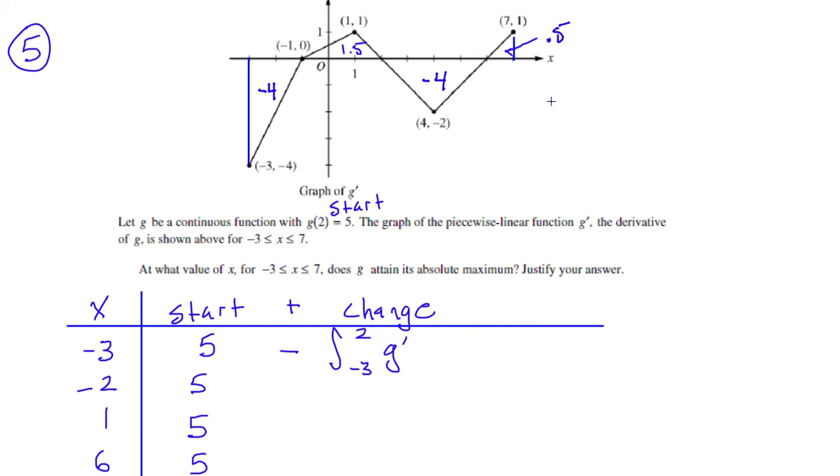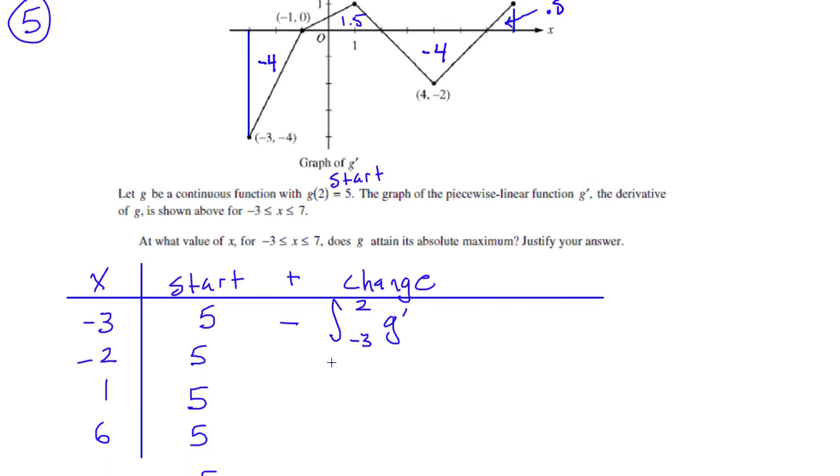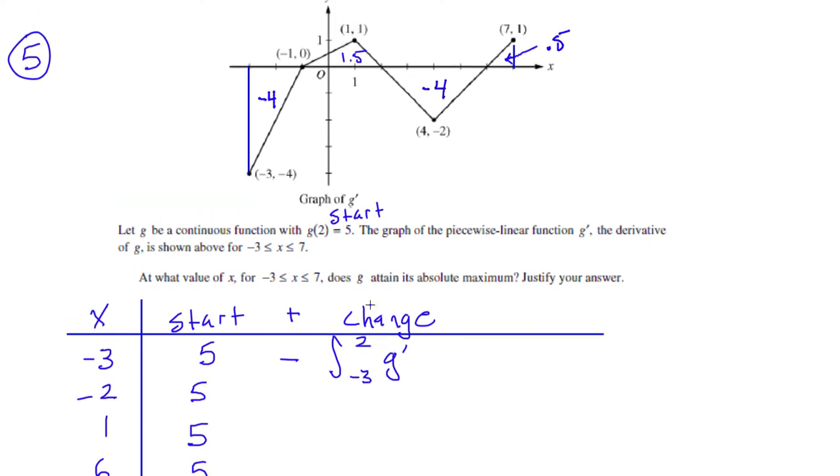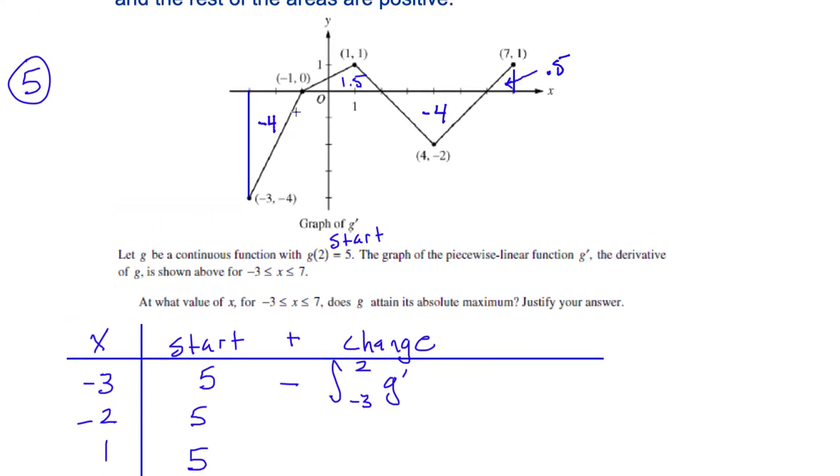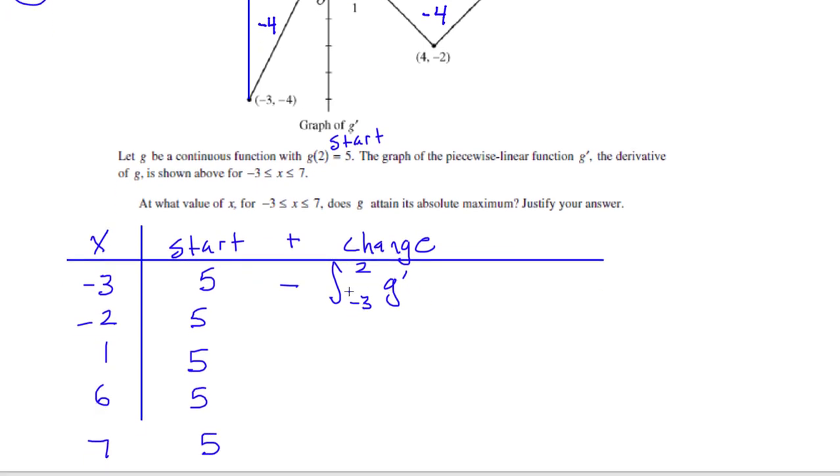All right. So now that we know all of that, let's go ahead and fill it in down here. This is going to be between -3 and 2. That's going to be -4 and 1.5. That's 2.5. So 5 minus 2.5 is 2.5, is equal to the end. So we have 2.5.